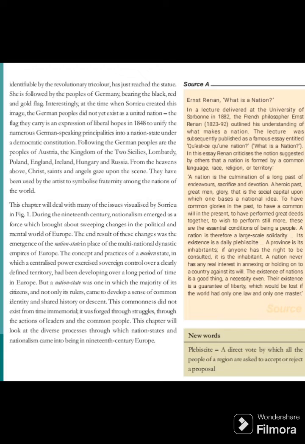But a nation-state was one in which the majority of its citizens, and not only its rulers, came to develop a sense of common identity and shared history or descent. This commonness did not exist from time immemorial; it was forged through struggles, through the actions of leaders and the common people. This chapter will look at the diverse processes through which nation-states and nationalism came into being in 19th-century Europe.